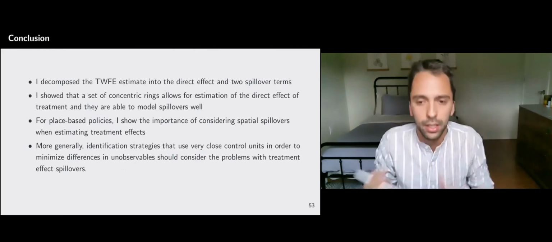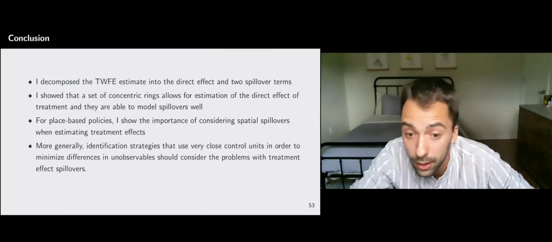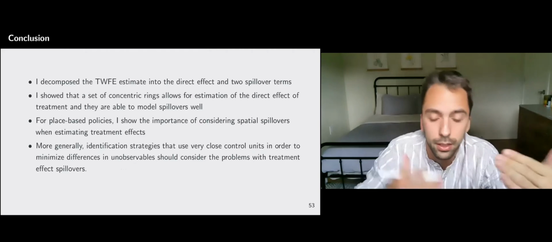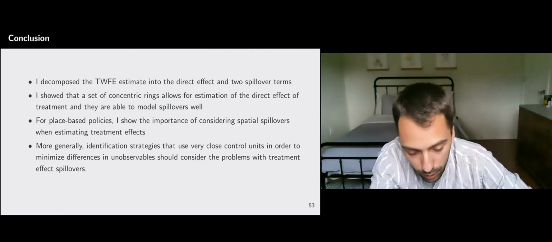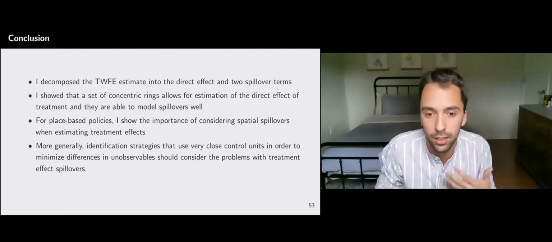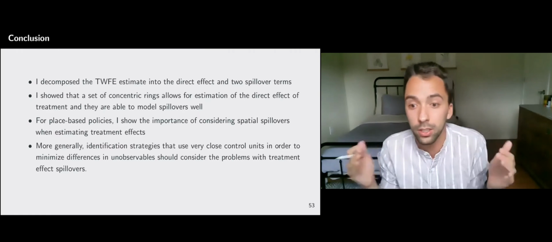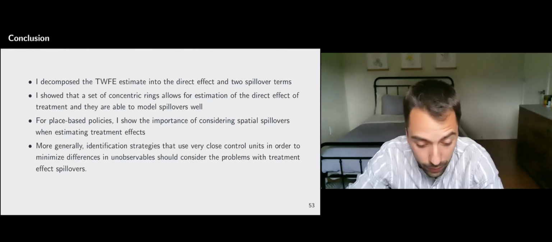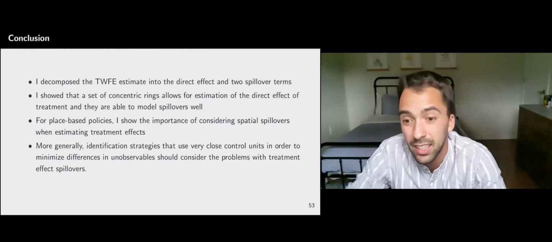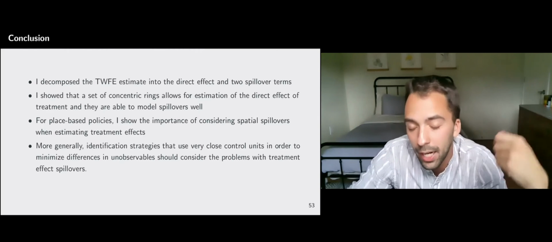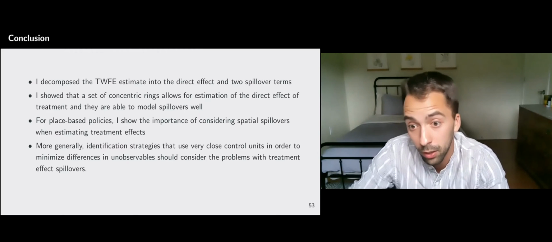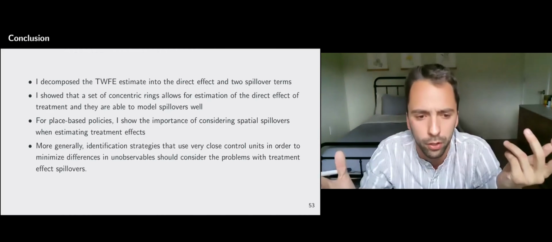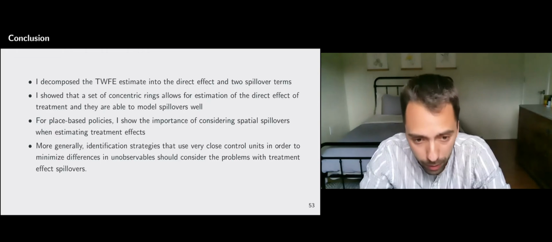So in conclusion, I decomposed the two-way fixed effect estimate into the direct effect and the two spillover terms. I show that either a single indicator or a set of concentric rings allows for unbiased estimation of the direct effect of treatment, and the concentric rings are able to accurately model the spillovers as well. And so these rings are pretty versatile, and that's what my paper recommends.